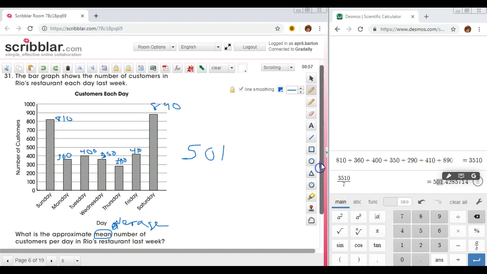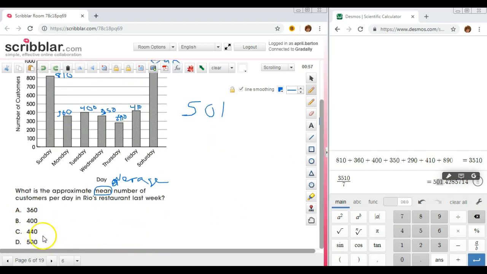So looking at our answer choices, 500 is the closest. Since it was an approximation, we were off by a little bit. That's okay because only one answer is close.